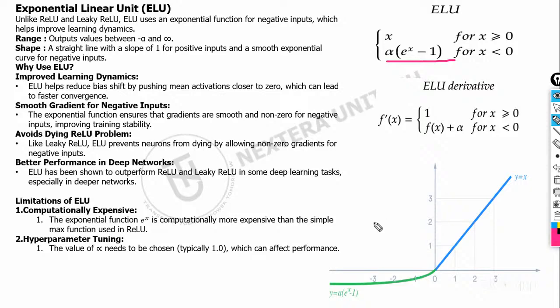So the value will be multiplied. If it is less than 0, it calculates the max of the same one, friends. Max of alpha multiplied by e power x minus 1 comma x. So between these two values, whatever the maximum value will be given as output for ELU.